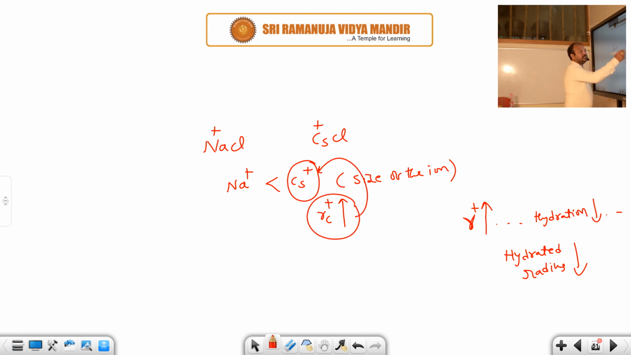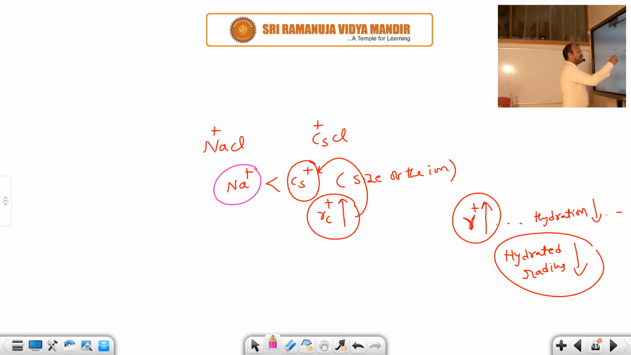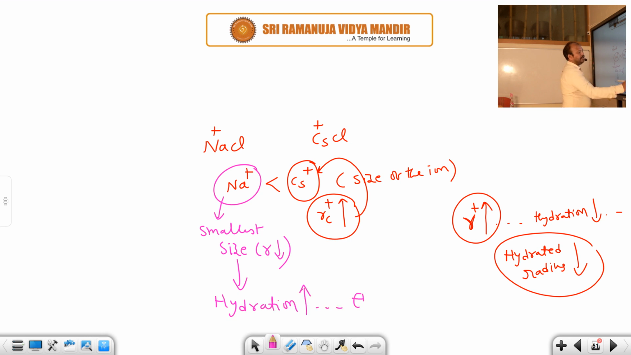Am I correct or not? Whenever the size is more, the hydrated radius is less. That means it is surrounded by fewer water molecules. So for Na plus, the size of the cation is smallest. When the size is smallest, radius decreases, and radius decreases means hydration increases. Am I correct or not? Hydration increases, so hydrated radius increases.